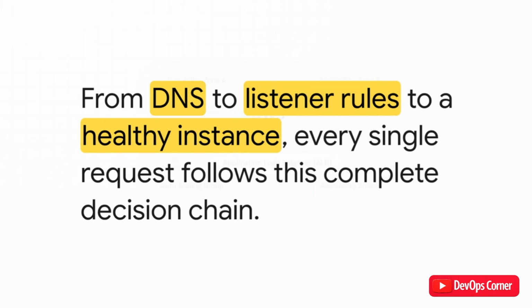So let's put this all together one last time. The user makes a DNS request, it resolves to the load balancer. The load balancer's listener gets the request, inspects it, and runs it against your rules. The winning rule points it to a target group, and that target group, using its real-time health check data, picks a healthy instance and makes the final connection. Every single request goes through this entire decision chain.